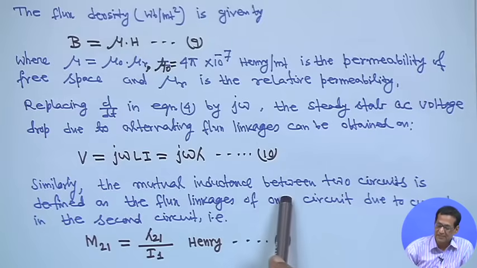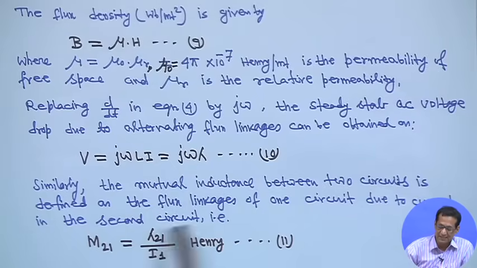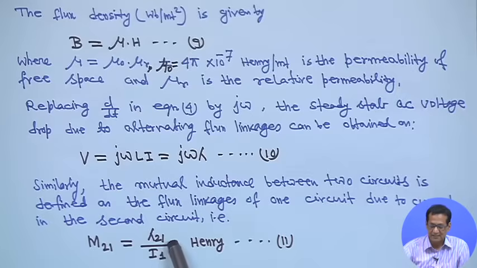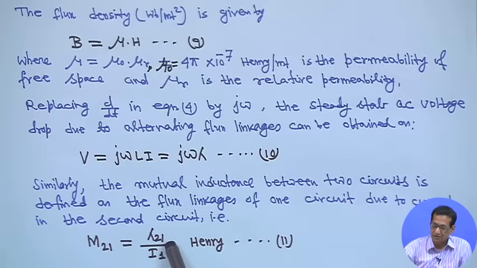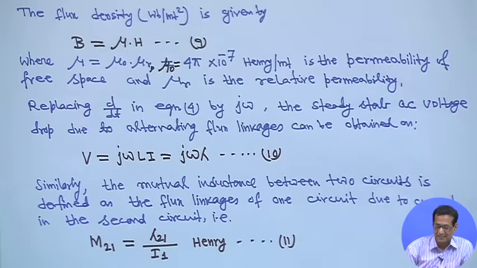The mutual flux linkage between two circuits defines the flux linkage of one circuit due to current in the second circuit. So, M21 is lambda 21 upon I1, that is, the flux linkage of one circuit due to the current in the other circuit, where the first circuit current is I1.